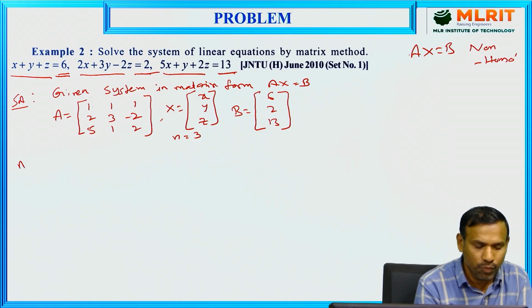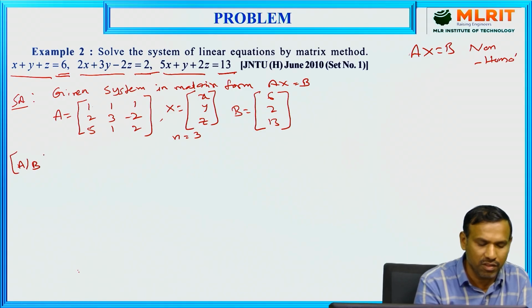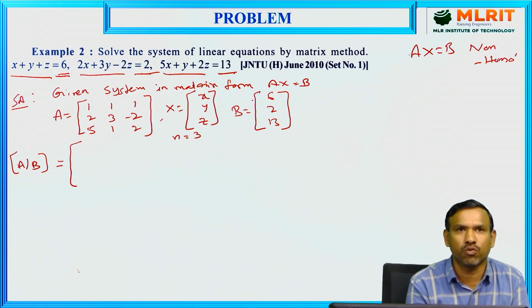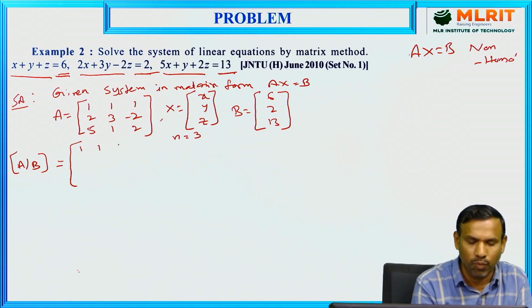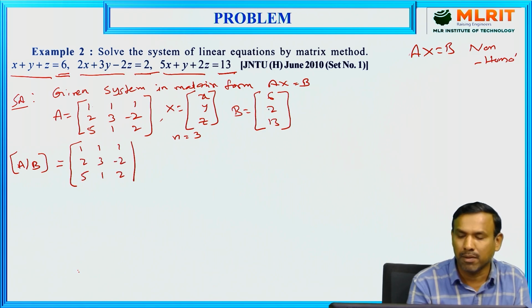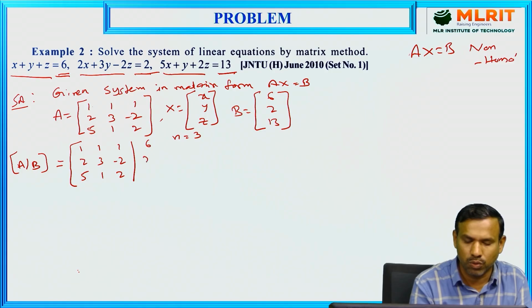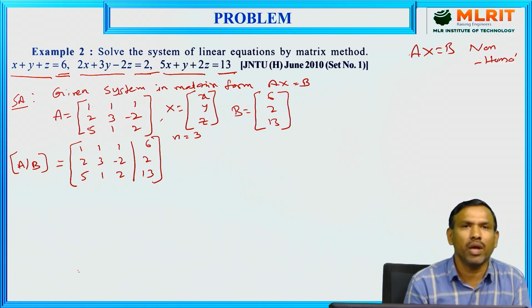The solution depends upon the rank of A and the rank of A by B, as we discussed very well. So now A by B: A and B matrices together. A matrix 1, 1, 1, 2, 3, minus 2, 5, 1, 2. Attach the column B matrix 6, 2, 13. This is called the A by B matrix. Reduce it to echelon form by applying only row operations.